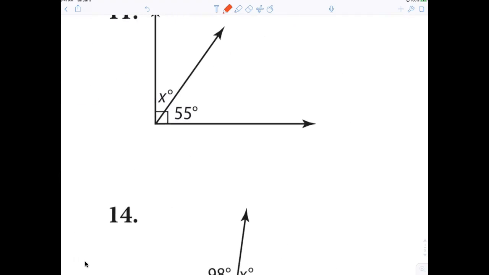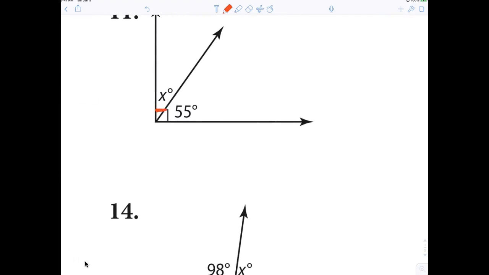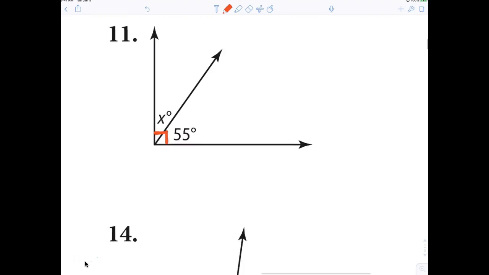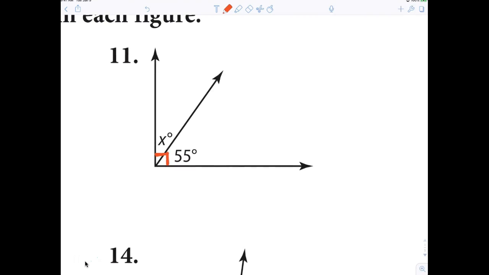All right, now number 11, you have to review this. Look at this box. What does that box mean at the bottom? It's a right angle, which means it's 90 degrees. Thomas, you with me? So what is the missing angle on question number 11? 35 degrees. How do we know that? Because 35 plus 55 makes what? 90. Or you can say 90 minus 55. Yes.